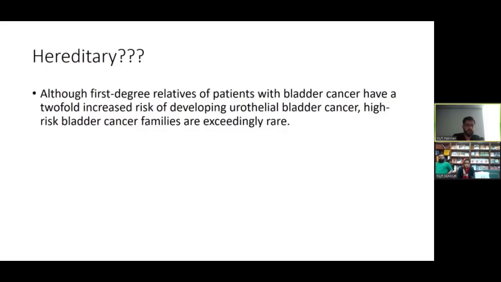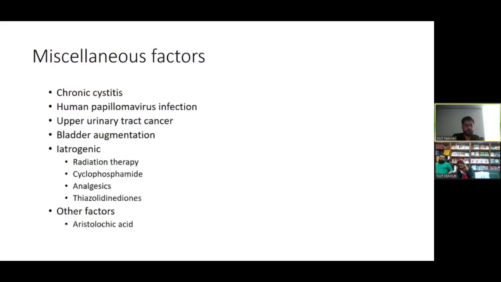of developing bladder cancers. Other risk factors include chronic irritation of the bladder, chronic cystitis, human papilloma infection, and upper urinary tract infection, because the mechanism of developing cancer is almost the same. Patients who have undergone bladder augmentation are at a greater risk of developing bladder cancer, and we should screen those patients, especially those who have had a gastrocystoplasty. They are at increased risk of developing bladder cancer.